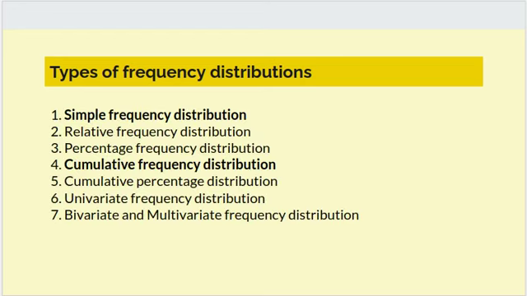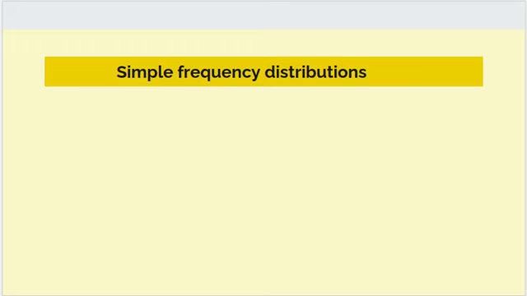Generally we have 7 types of frequency distribution. They are simple frequency distribution, relative frequency distribution, percentage frequency distribution, cumulative frequency distribution, etc. So many. We will be discussing only the important ones, that is simple frequency distribution and cumulative frequency distribution. So firstly, what is simple frequency distribution?